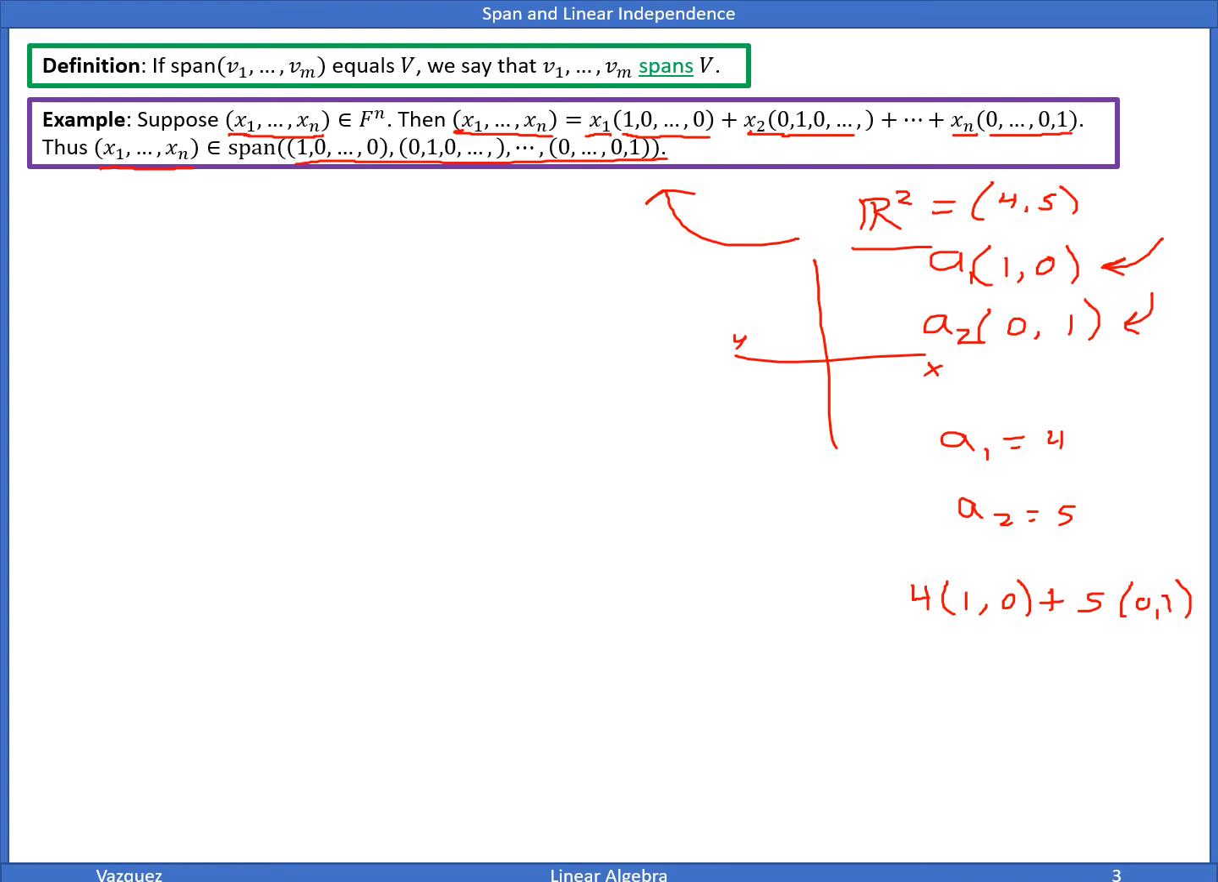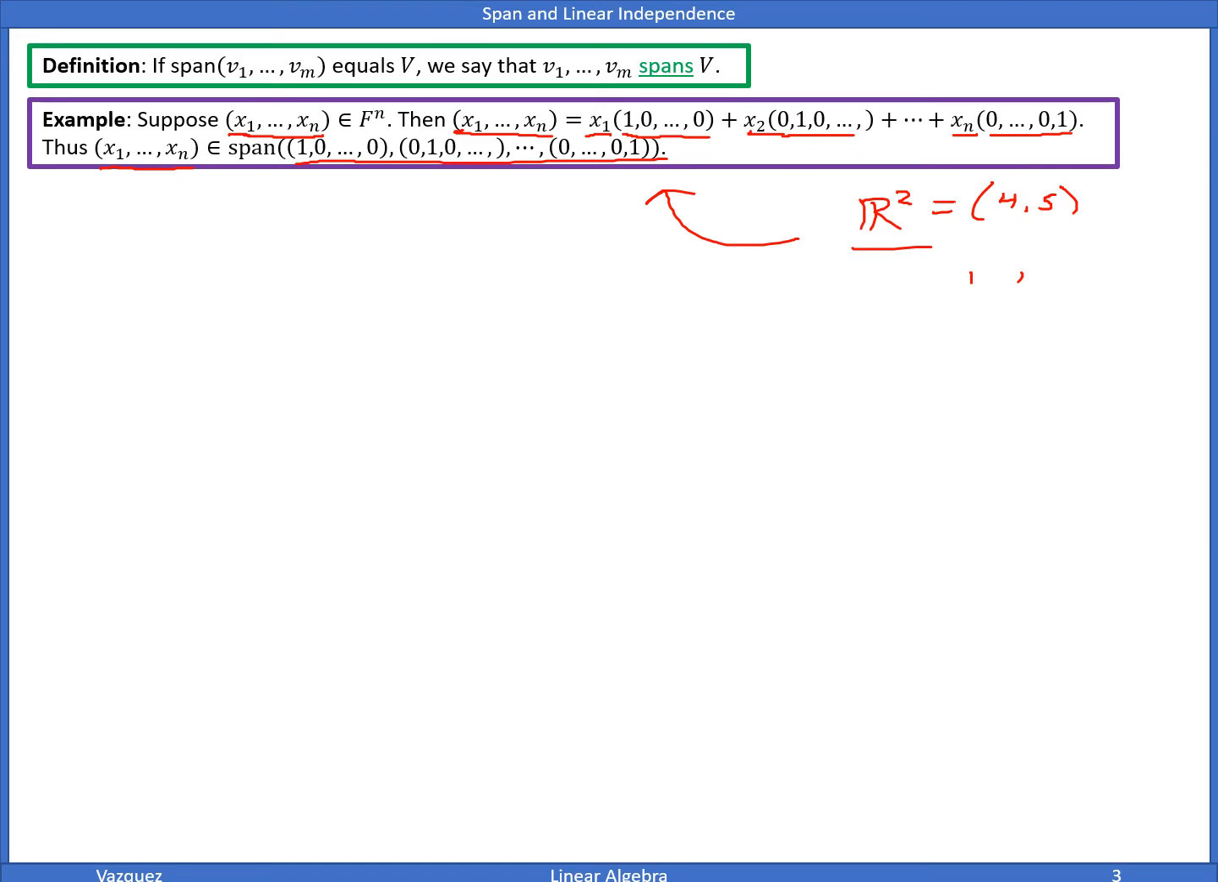Okay, I'm just going to erase here to make a little space. Sorry if I erased too quickly. You can go back, maybe pause the video if you want to copy anything down.